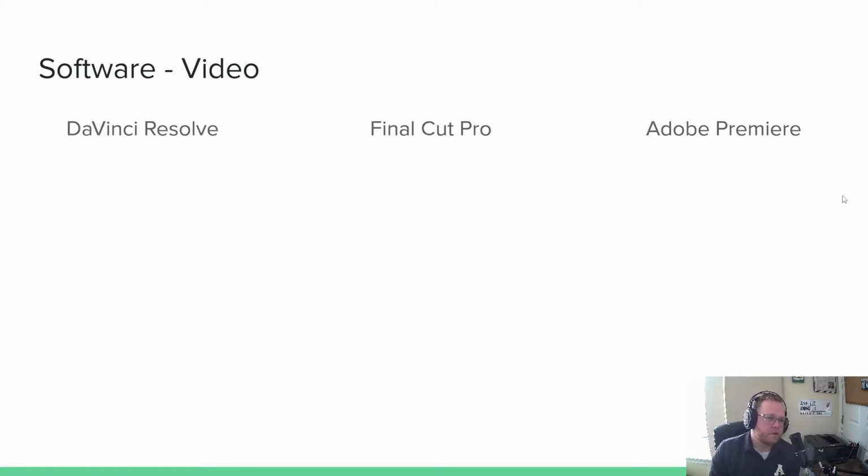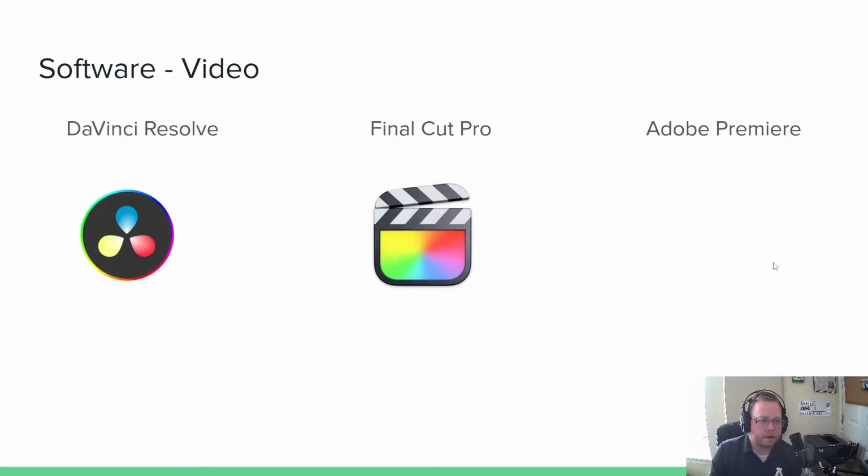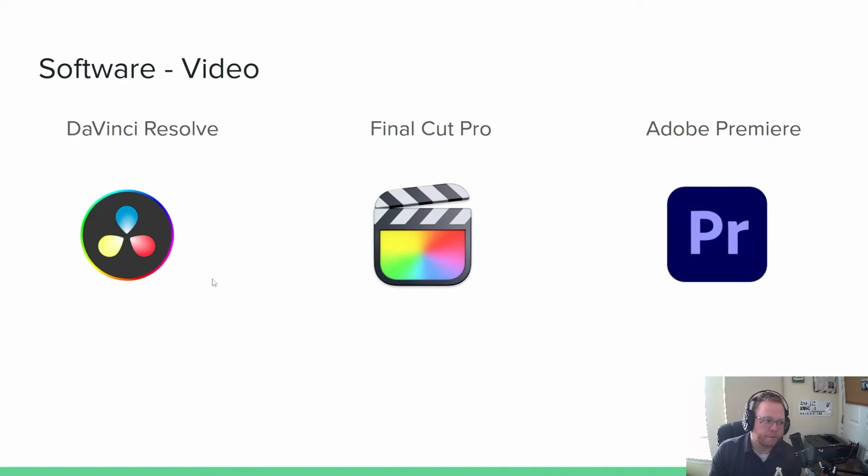Next, we'll talk about our video software. So here are the 3 that I think are probably most used. We have DaVinci Resolve, Final Cut Pro, which is an Apple software, and then Adobe Premiere, which you can use on both. So let's talk about price with these.